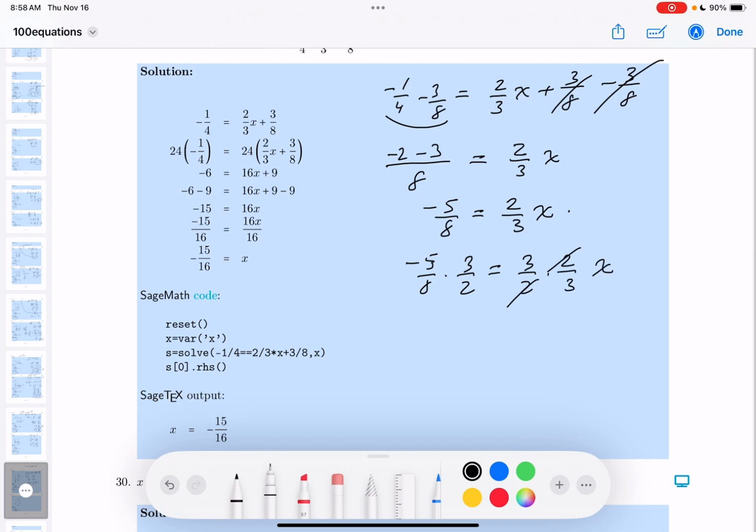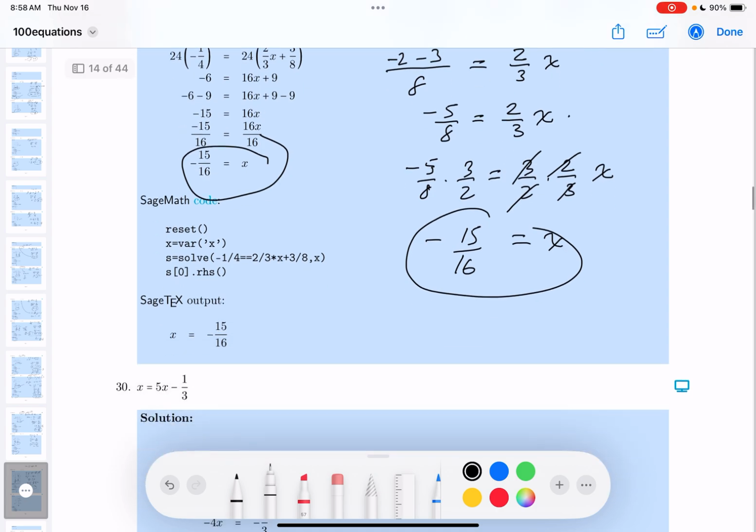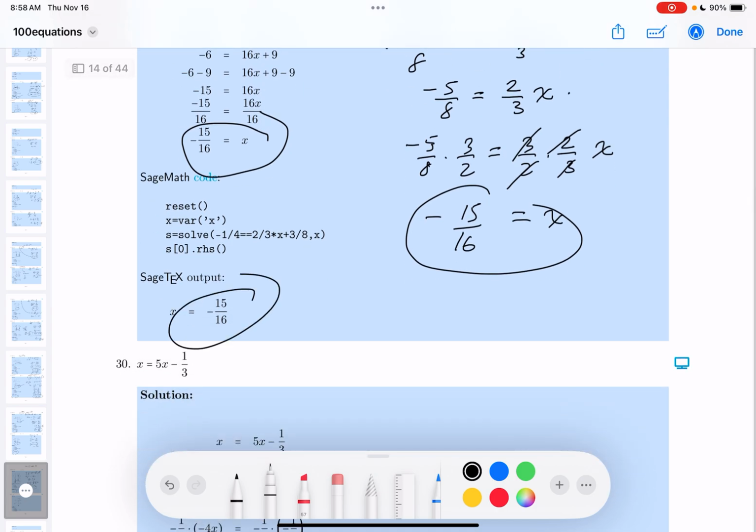These cancel. 2 goes into 2 one time. 3 goes into 3 one time. And you get x. Over here, what do you get? Well, minus 5 times 3 is minus 15. And 8 times 2 is 16. All right? Again, Sage and me have the same preference, by the way. Write them as a ratio of integers. Thank you.